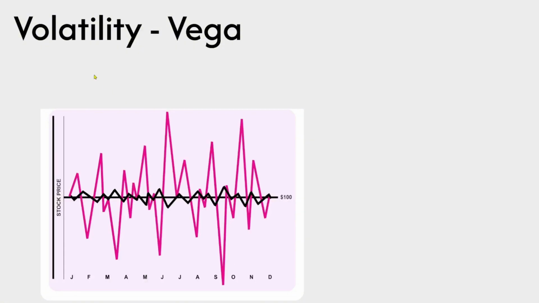Our third variable is volatility, also known as Vega. So look at this chart. It's measuring two different stocks.